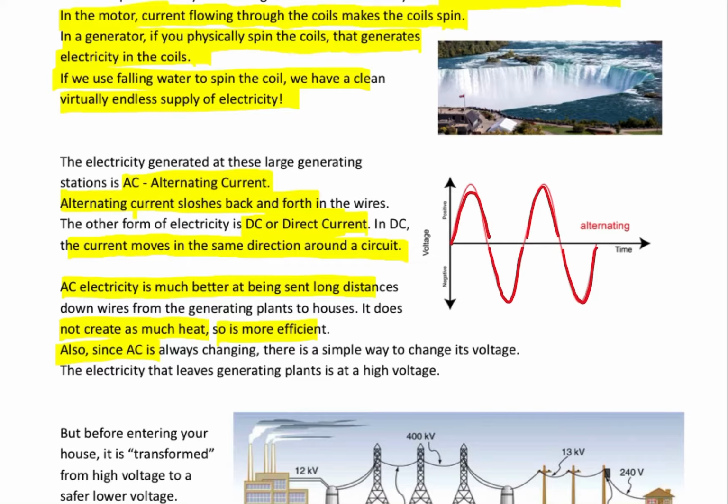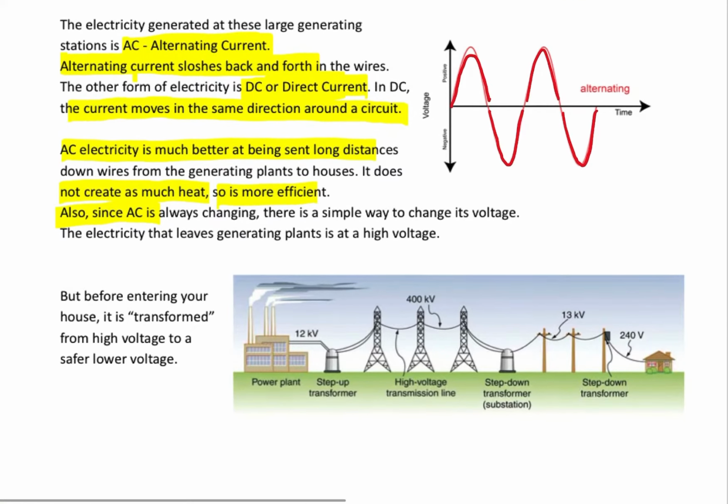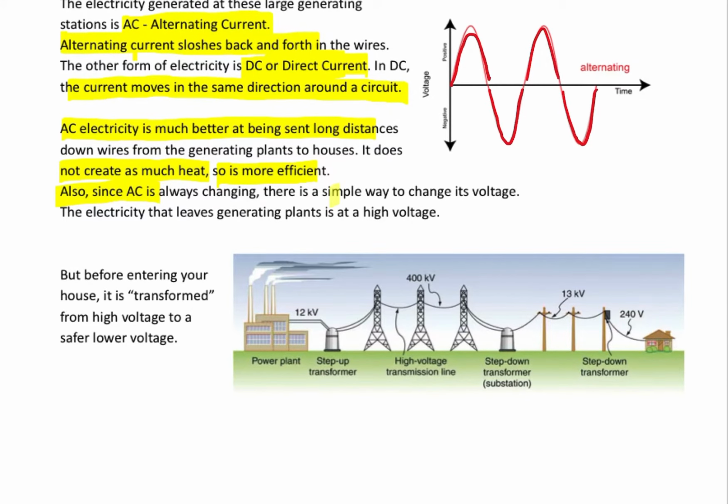Also, so it's more efficient. Also, because of the way it alternates, there is a really simple way to change the voltage. So electricity can be generated at a very high voltage and then transformed to a lower voltage by the time it gets to your house.